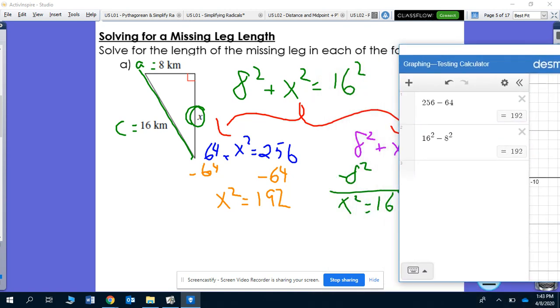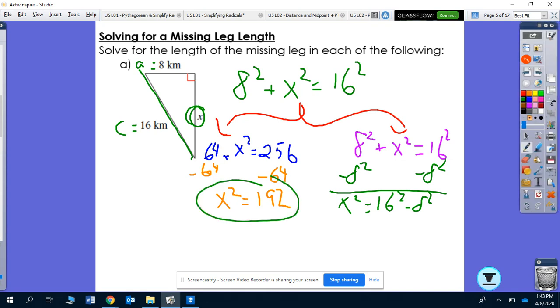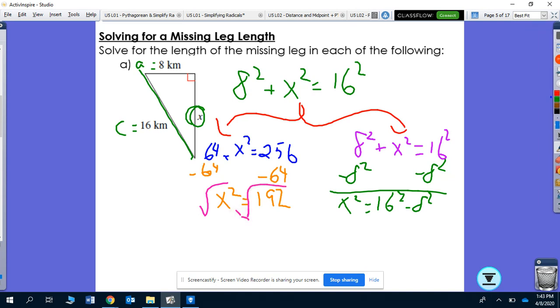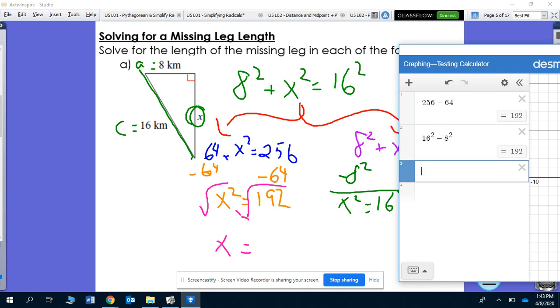Long story short, we now have this expression, but we're not done, because we need to take the square root of both sides. It doesn't matter which of these we work with, but if we take the square root of both sides here, we're going to be left with not x squared, just x, equals the square root of 192. So let's come back over here. Remember, to do square root on Desmos, all we do is type SQRT. It turns into that, and we can now type in the square root of 192.